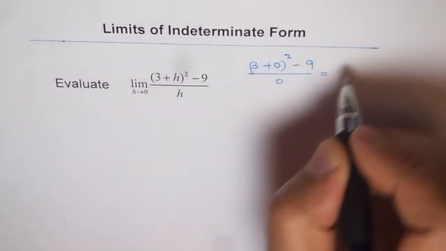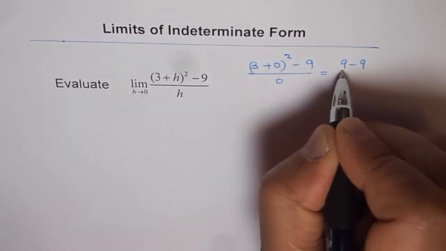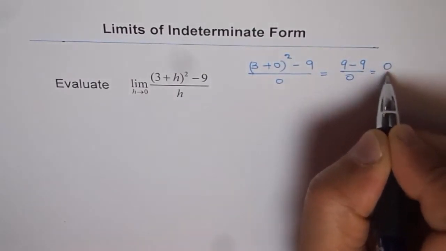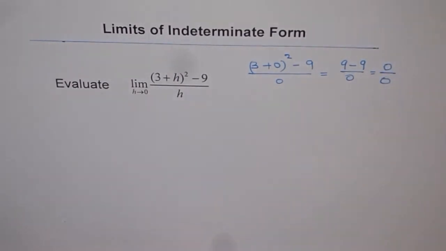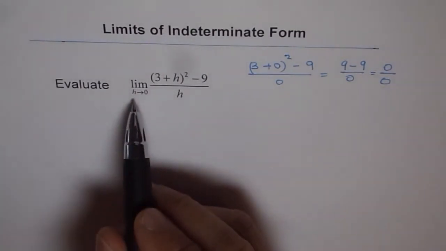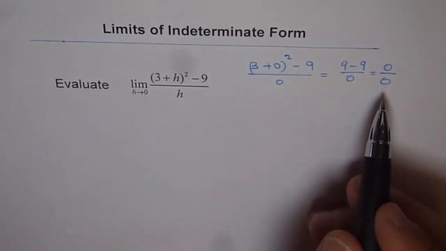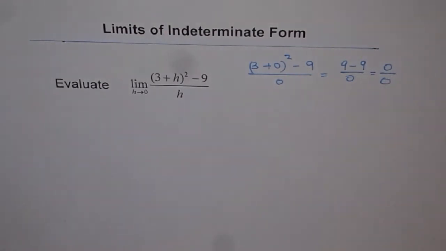Which is 3 squared, which is 9. 9 minus 9 over 0, and I get the form 0 over 0, right? So therefore, this is an indeterminate form. Whenever you substitute the limiting value and you get 0 over 0, then it is an indeterminate form.